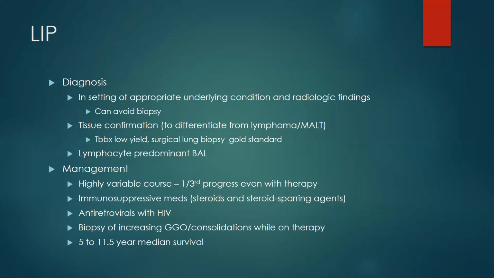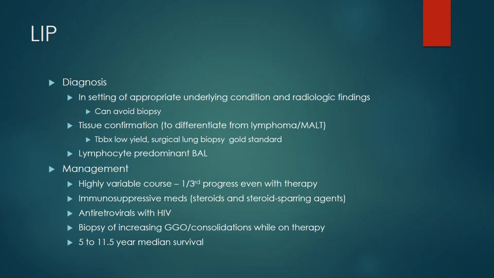In terms of diagnosis, in the setting of an appropriate underlying condition, or if you find this and then look for an underlying condition, this can avoid the need for biopsy before starting treatment. However, tissue confirmation is usually needed to rule out lymphoma as well as MALT. In these cases, transbronchial biopsies tend to be low yield, so surgical lung biopsy by VATS is the gold standard. If you do a BAL in these patients, you will have a lymphocyte predominant cell count.